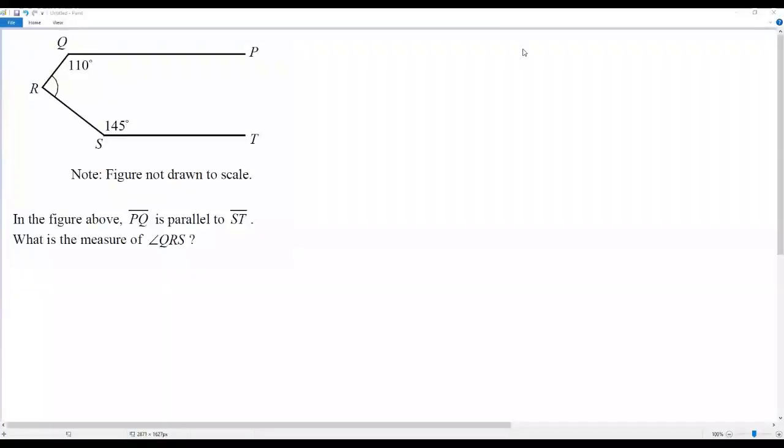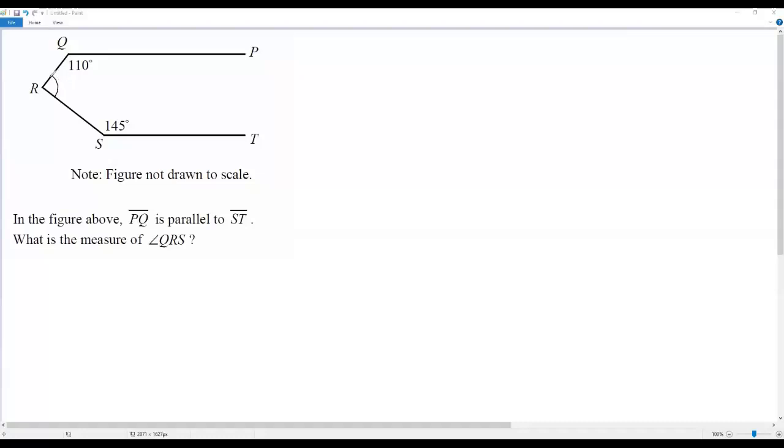Here we have a geometric question on angles. Okay, let's go to the question. So there is a figure given over here. In the figure above, line segment PQ is parallel to line segment ST. What is the measure of angle QRS? That is, we have to find the measure of angle over here.